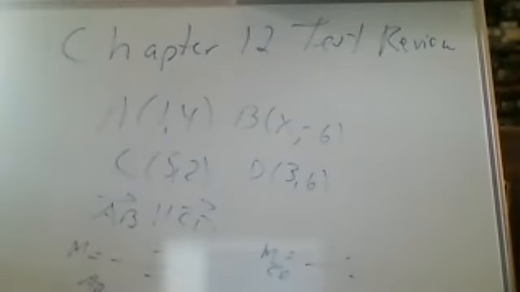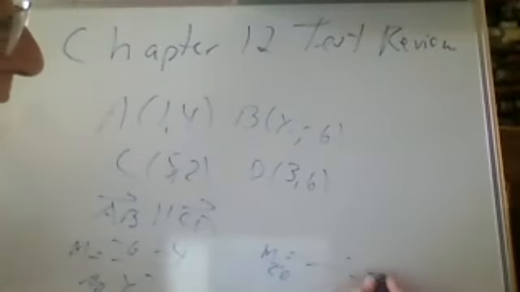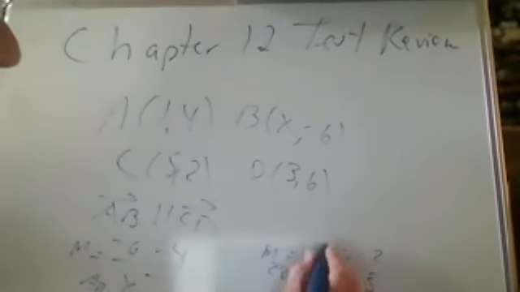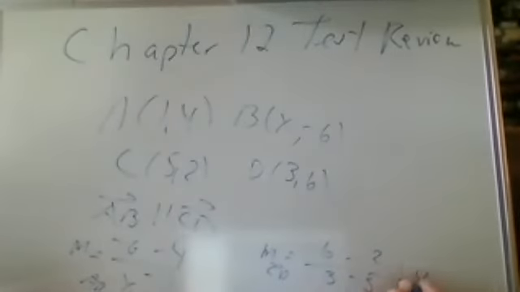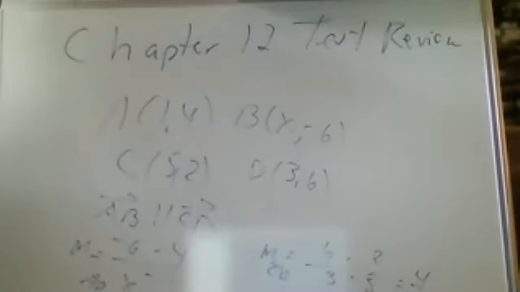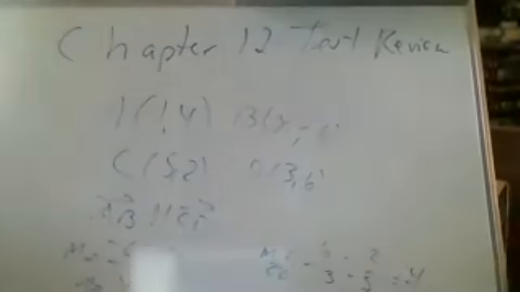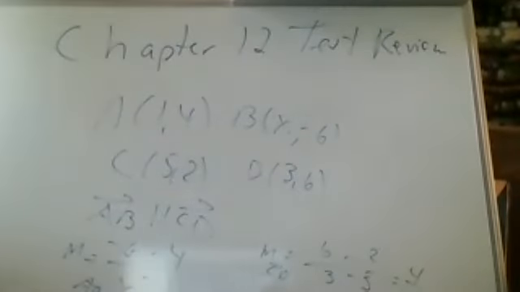So basically, A is 1 and 4, so we got 1 and 4. And B is X and -6. C is 5 and 2. D is 3 and 6. Okay, so 6 minus 2 is 4. 3 minus 5 is -2. So that's -2. I don't know if you can see that or not, okay?